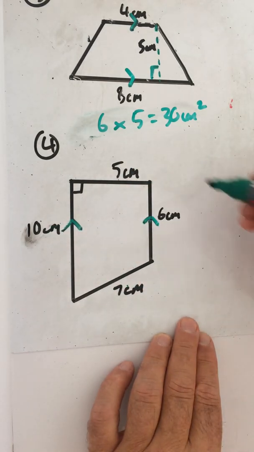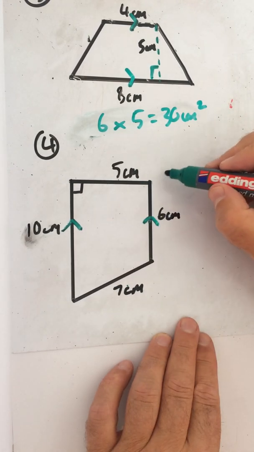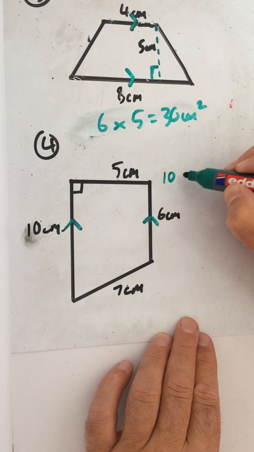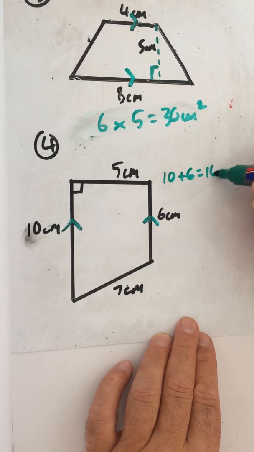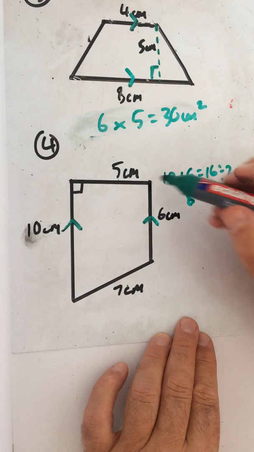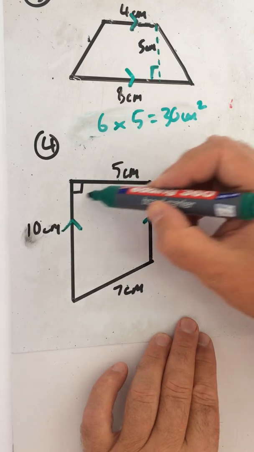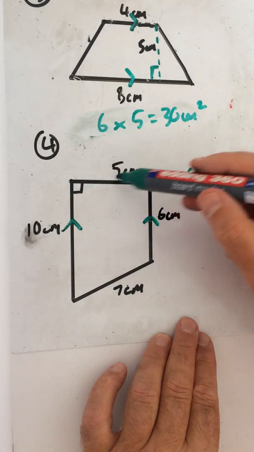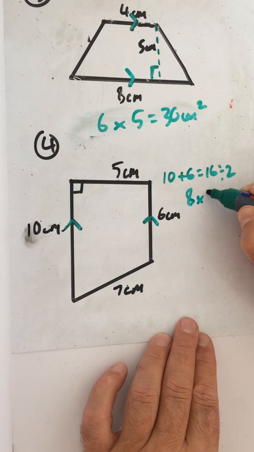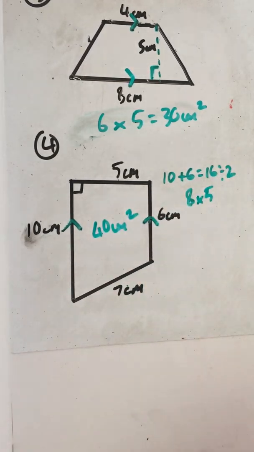And I have to find the mean of those two, okay? Add them up and divide by 2, in other words. So 10 plus 6, 16, divided by 2, it's 8, isn't it? So the mean of these two is 8, okay? And then I multiply that by the height, and I can see that it has to be at a right angle from the base, which is 5. So it'll be 8 times 5. So the area here is 40 centimeters squared, okay?